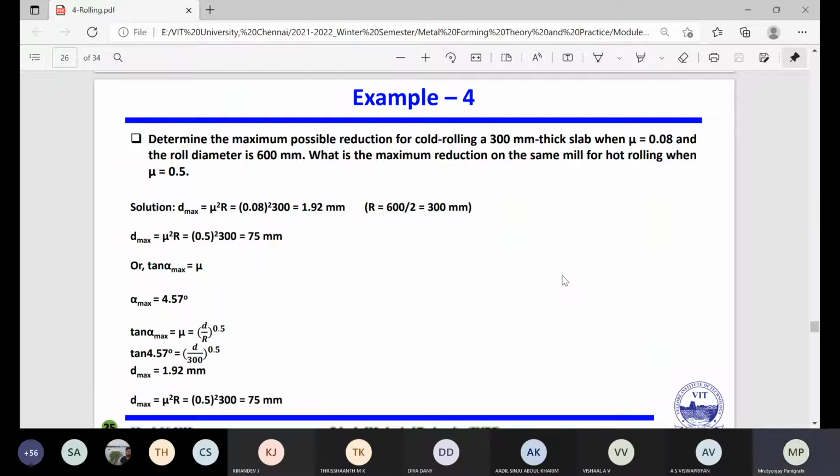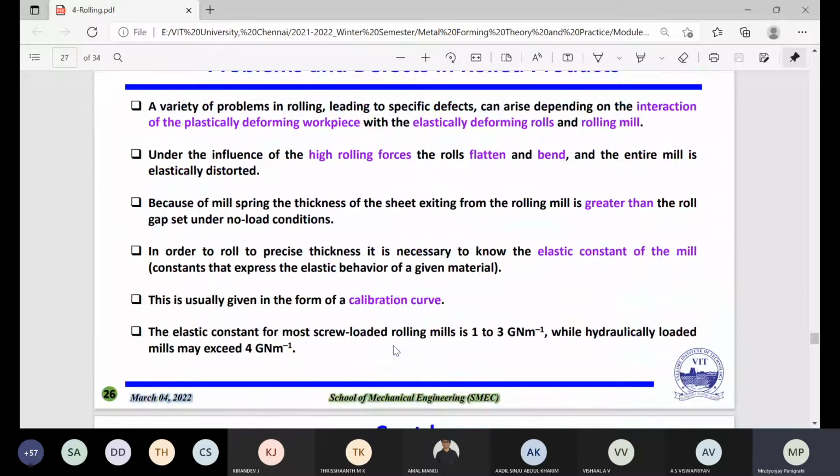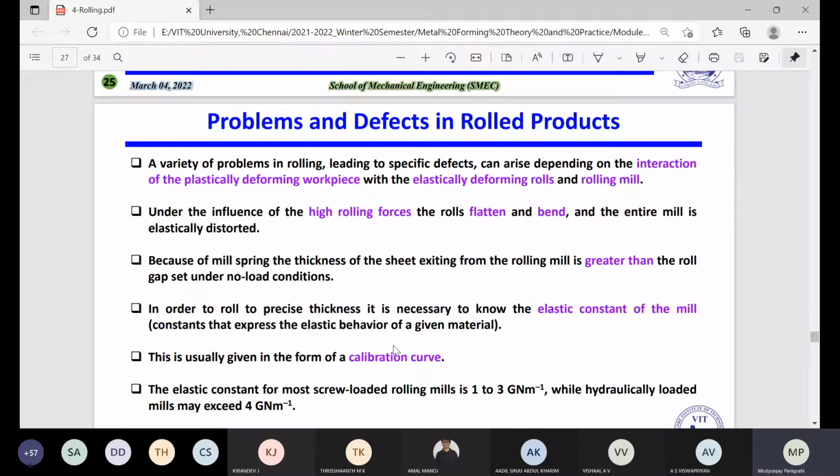Okay. So next, is it clear or any question up to now? No questions? Okay. Fine. So now we will go for the problems in the defects. Can somebody tell what kind of problems we will get in rolling? Just guess and tell.